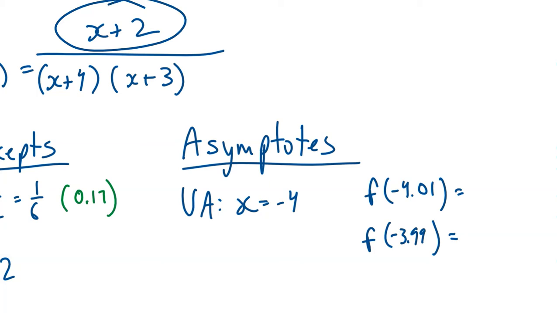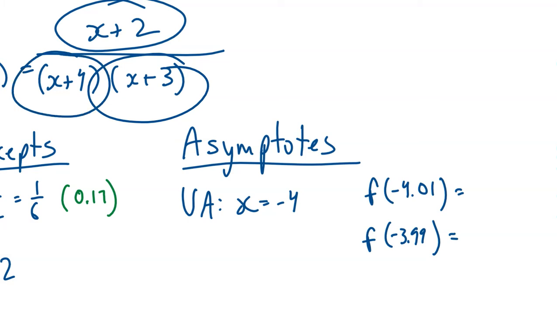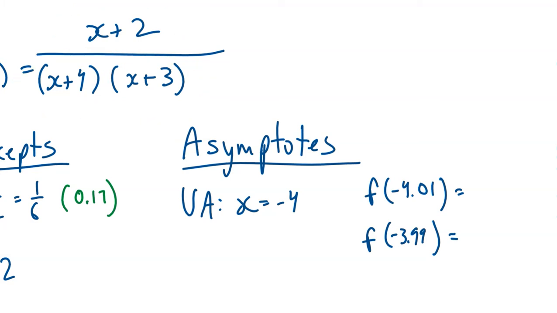-4.01 plus 2 is negative. Plus 3 is negative. Plus 4 is just barely negative. So negative. -3.99 plus 2 is negative. Plus 3 is negative. Plus 4 is now just barely positive. So 2 negatives makes positive.